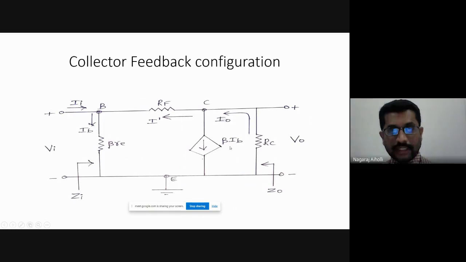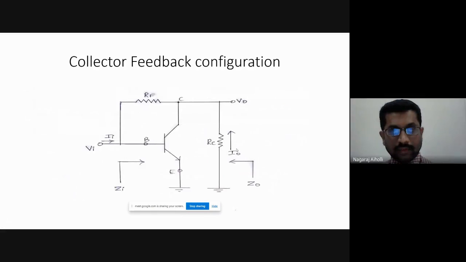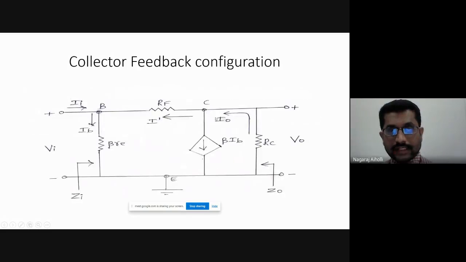That is beta IB. Then one more thing we have at the collector node: the resistance RC is connected from collector terminal to ground. Correct. Then we have the input impedance ZI, input voltage VI, input current II, and IB.